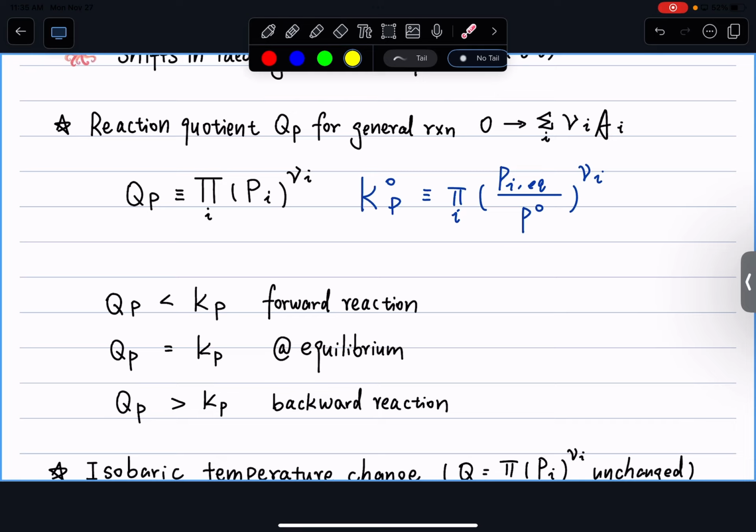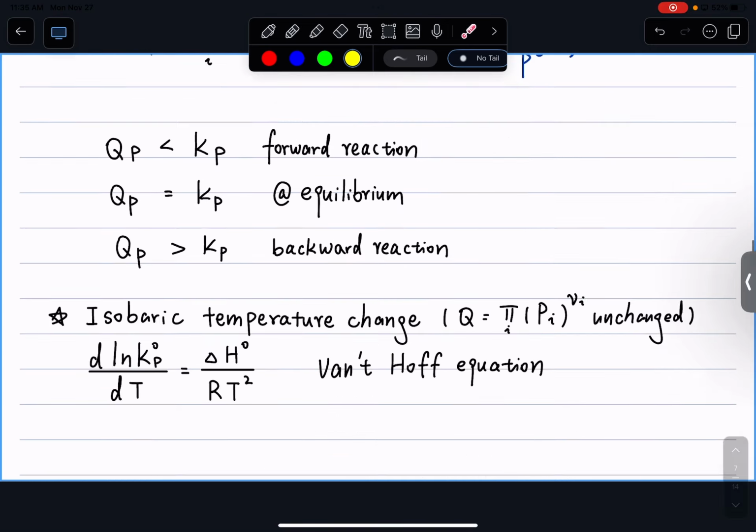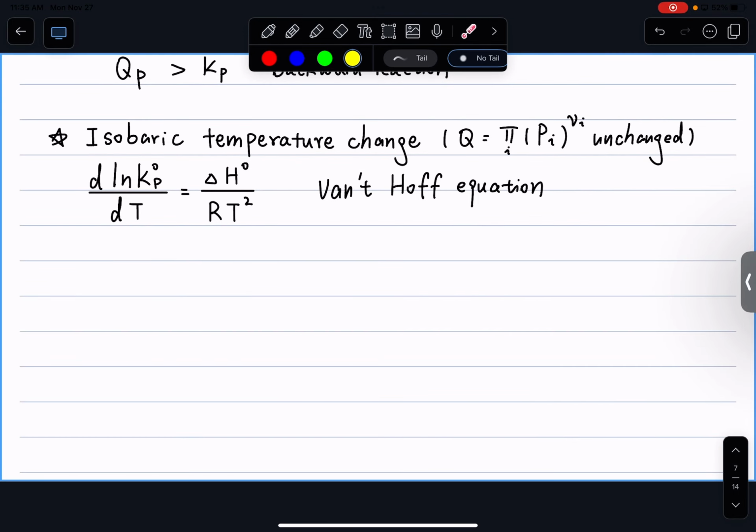Okay? And this part I have to double check. In your textbook, it gives you this expression, but I'm pretty sure you have to divide that by your standard pressure as well to cancel out the unit. This one I have to double check and make sure I have it correct, but that's the expression your textbook gives.